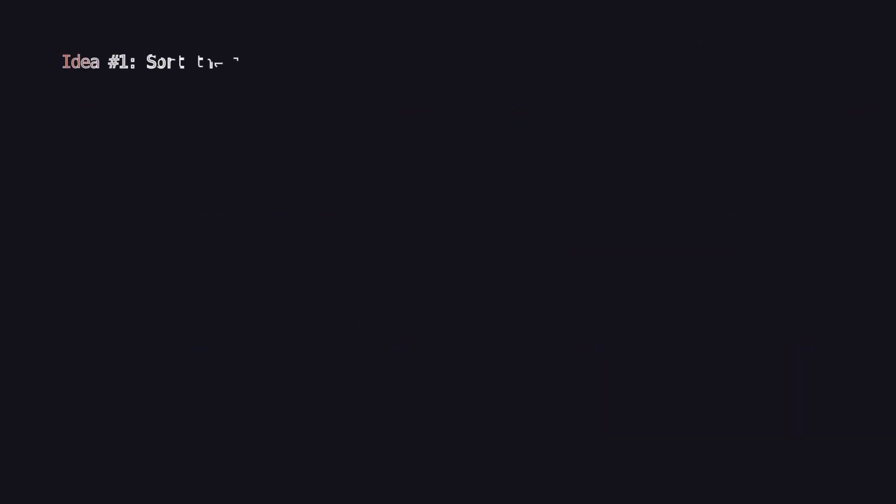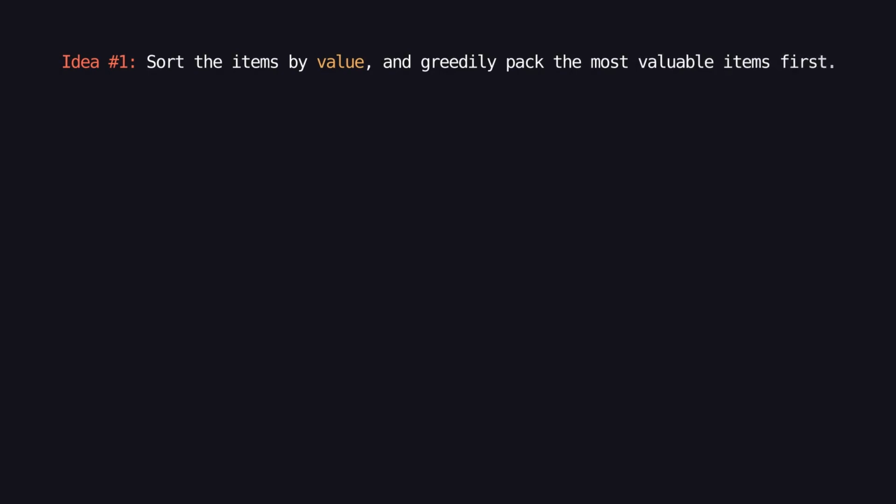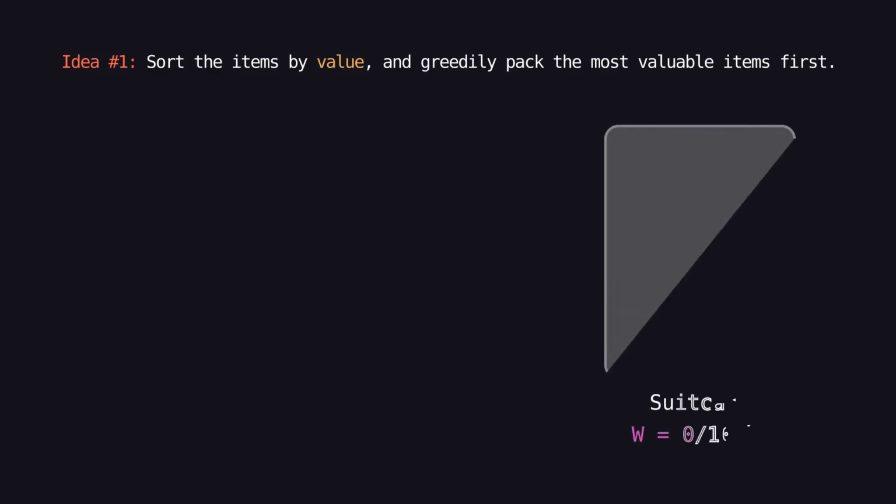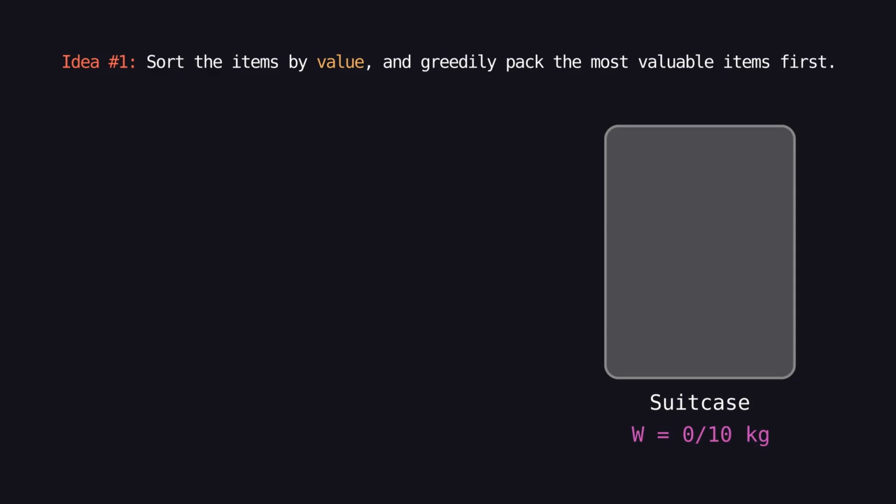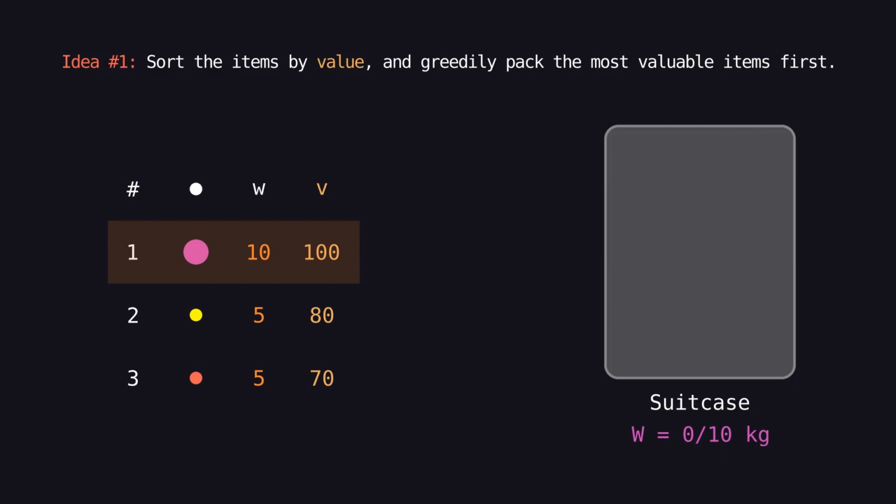A common first idea people have is let's sort the items by value and pick the most valuable items first, a greedy solution. However, this is not always guaranteed to work. Take the case where you have a suitcase with capacity 10 kilos and you have the following items: one 10 kilo item valued at 100 points, one 5 kilo item valued at 80 points, another 5 kilo item valued at 70 points. If you simply take the highest valued items first, you'd grab that 10 kilo item. But now your suitcase is full, leaving a final value of 100 points.